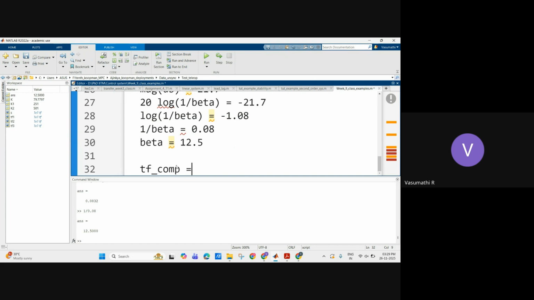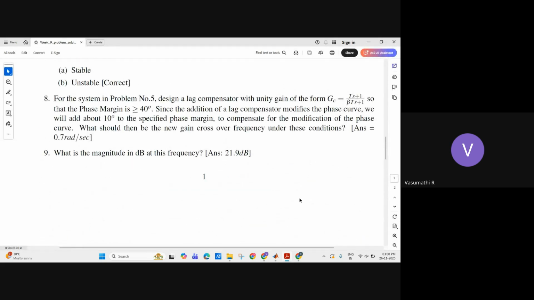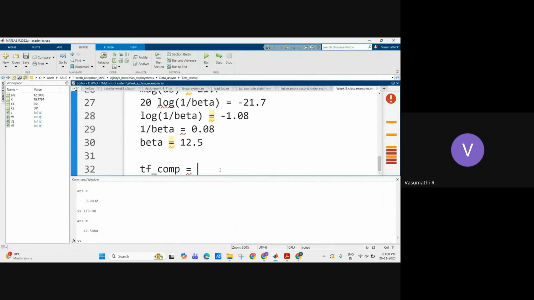I will take TF, or I will take, is equal to, what is that transfer function? It is (TS plus 1) by (beta TS plus 1). T is 10. Then TS plus 1 is 10 into S plus 1, in the numerator, divided by beta, which is 12.5, into 10, into S plus 1. So this is the compensator.